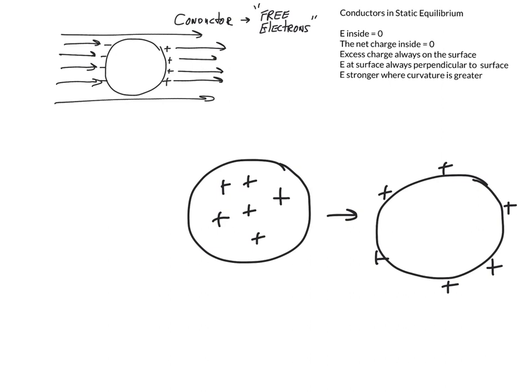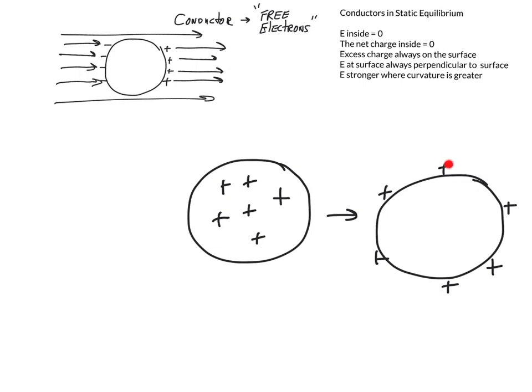And what's going to happen? The excess charge has to end up on the surface. That leaves no field inside. It leaves no net charge inside. Well, even apart from the rules of conductors in static equilibrium, we know this is going to happen because these positive charges are all repelling each other. And so they're going to move as far away from each other as they can.